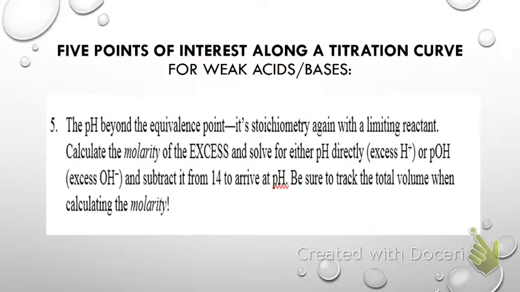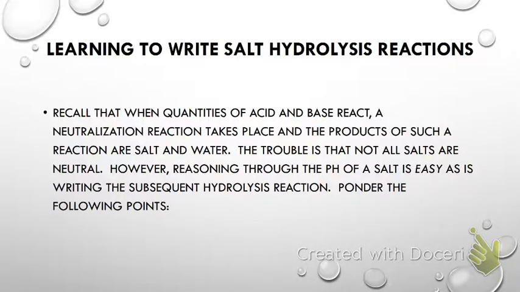And then the last step is when I go beyond the equivalence point, okay? And that's going to be the calculating of whatever you have in excess. So it's either going to be excess hydroxide or excess hydrogen, depending on which way you're titrating. And that should be straightforward. Just remember to do molarity, not moles. Okay? All right. Here we go.